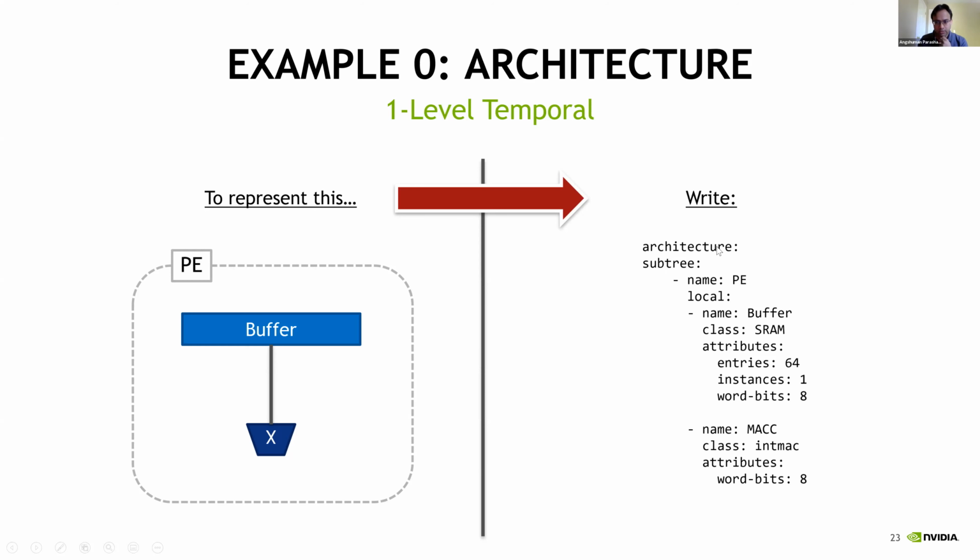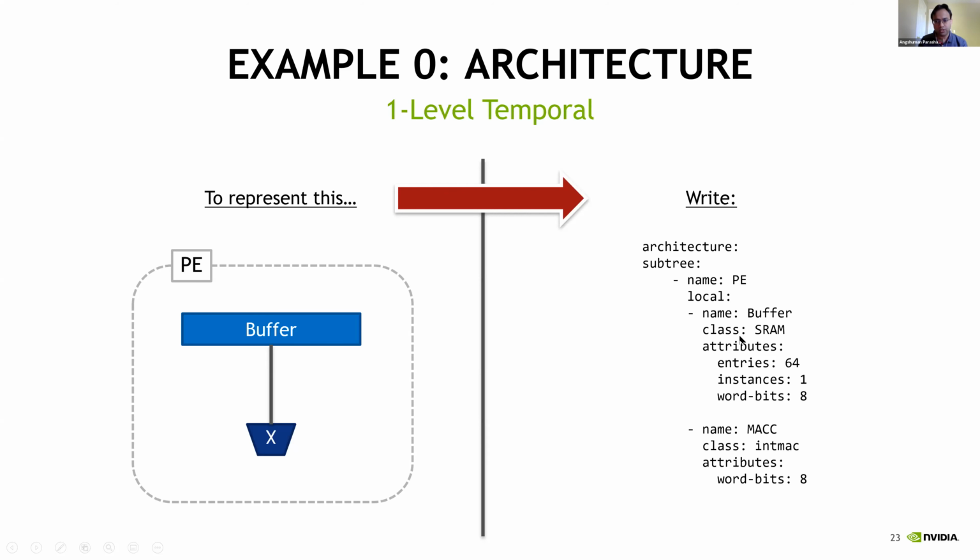So the way you write this out is that because it's a tree, you've got an architecture as the root of the tree, and then you define the subtree within that. And within that subtree, basically today we just have one node. The name of that node is a PE. And then we've got some local elements to that node. Specifically, we have two local elements, a buffer and a MAC.